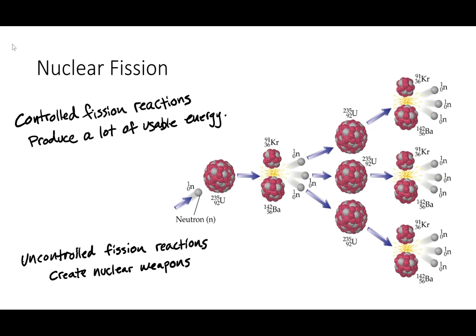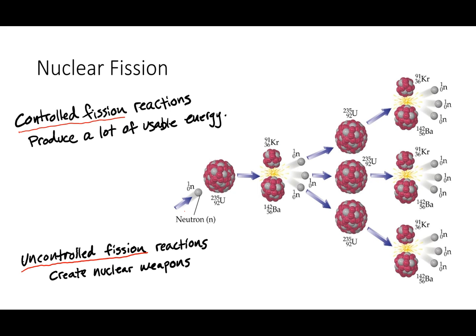There are really two main applications of nuclear fission. One would be the controlled fission reactions that produce a lot of usable energy. This would be the way that nuclear power plants work, and we'll talk about those in a moment. Or, of course, you can have uncontrolled fission reactions, which create nuclear weapons, like the atomic bomb. Let's briefly talk about how this works, and it's a fairly simple idea, but it's very difficult to achieve.